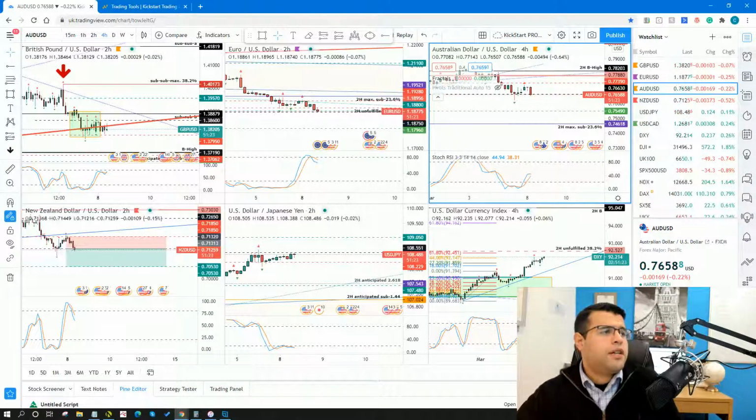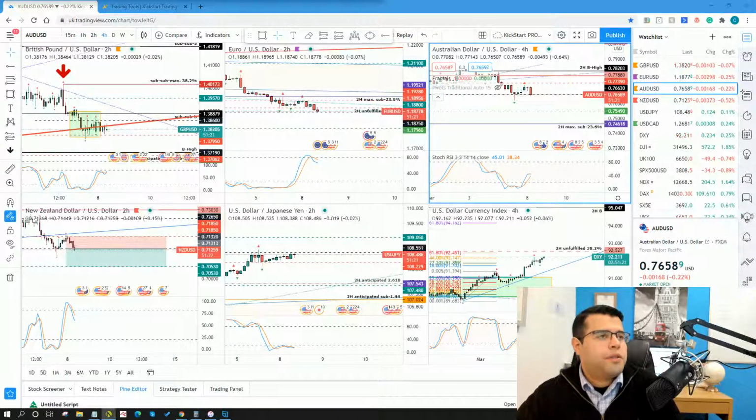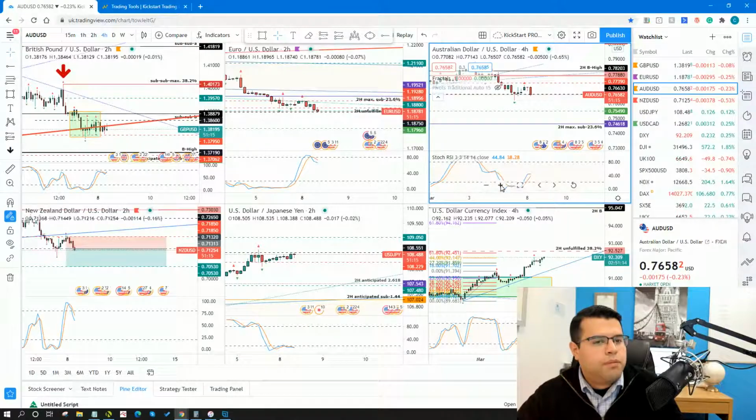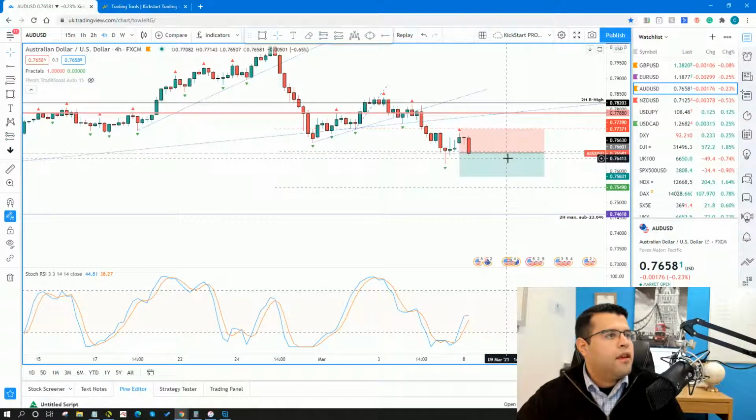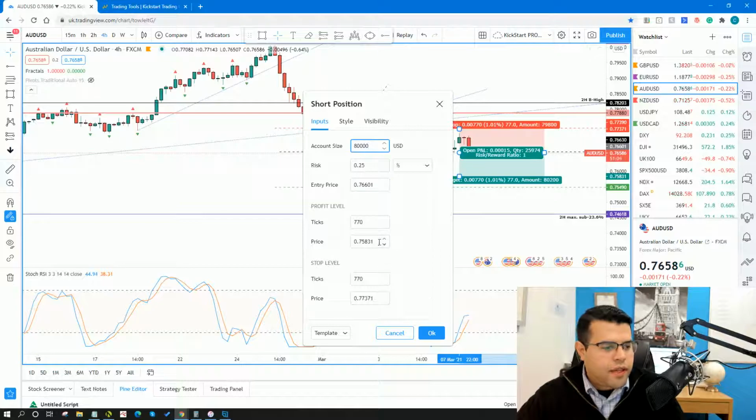In terms of Aussie dollar, okay, just to shift gears here a little bit, to come over here for a second, I am in on the Aussie dollar. Okay, I got in at 7663, and so this is my actual entry right here, 7663, with a stop at 7739.